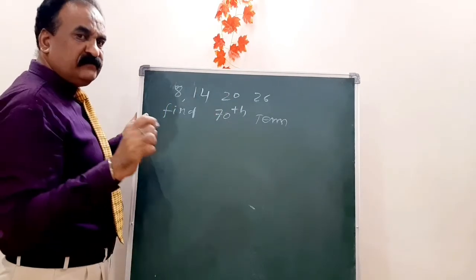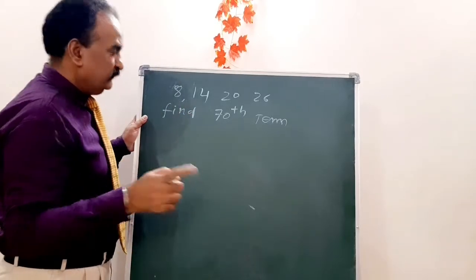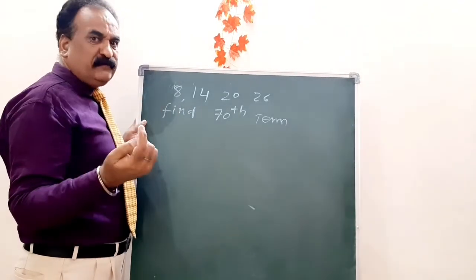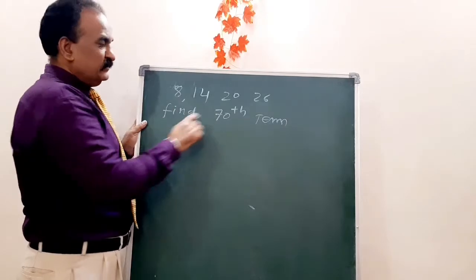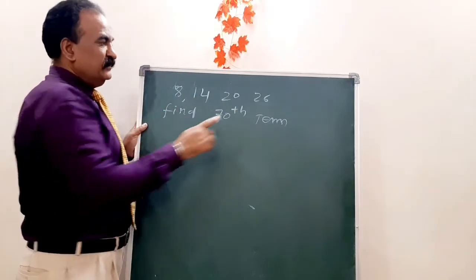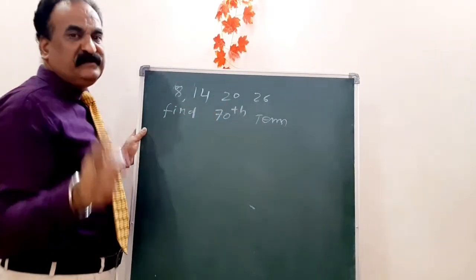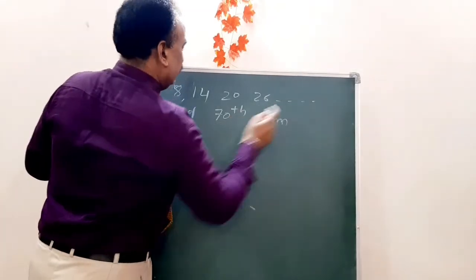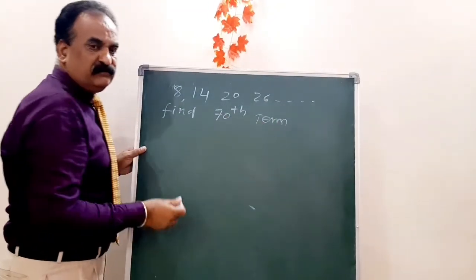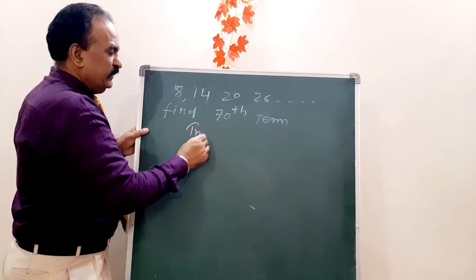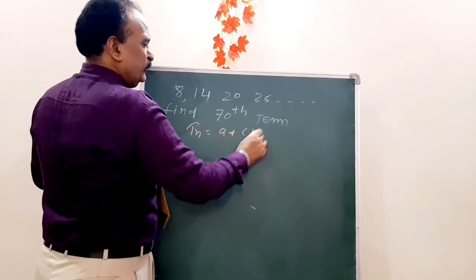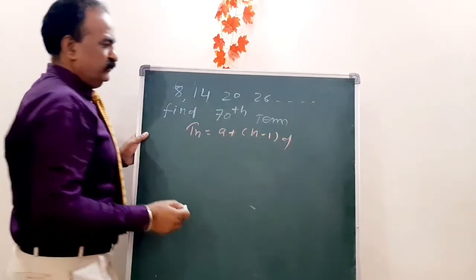First, just find out whether it is an AP. Check the common difference: 14 minus 8 is 6, 20 minus 14 is 6, 26 minus 20 is 6. It means this is an AP. And now you have to find the 78th term. See, the formula is Tn is equal to a plus n minus 1 into d.